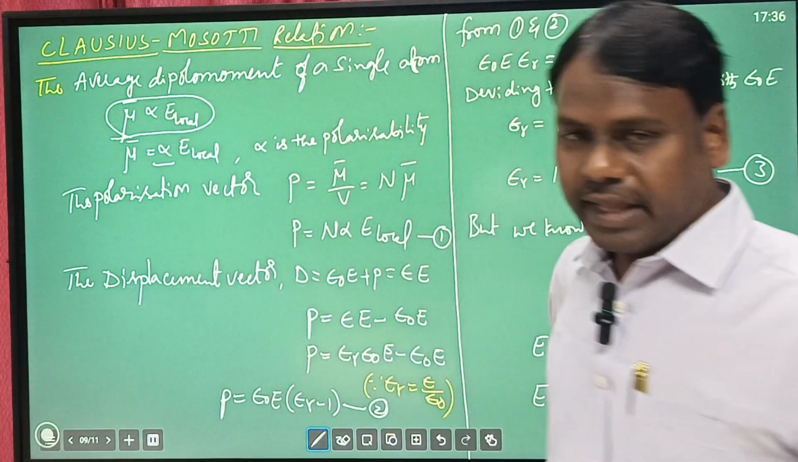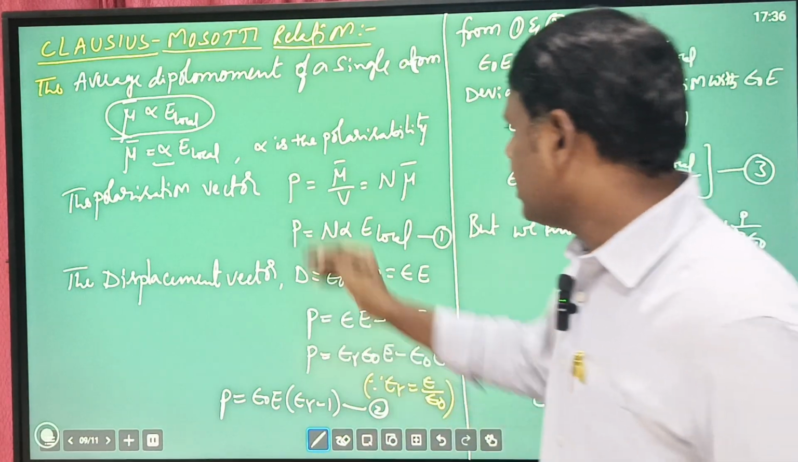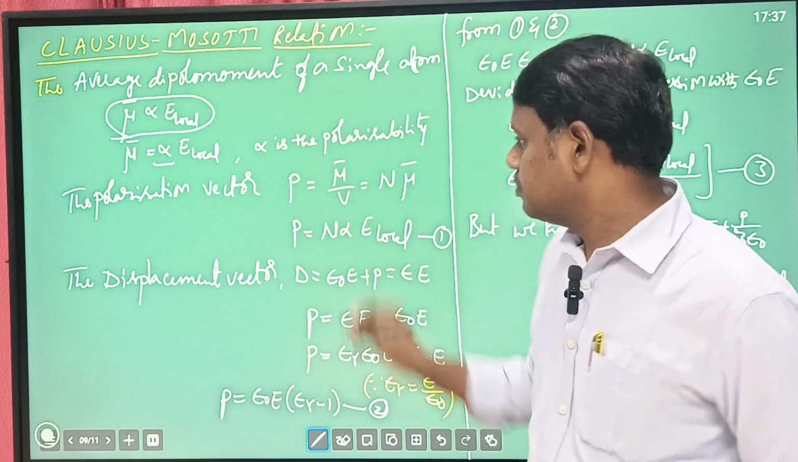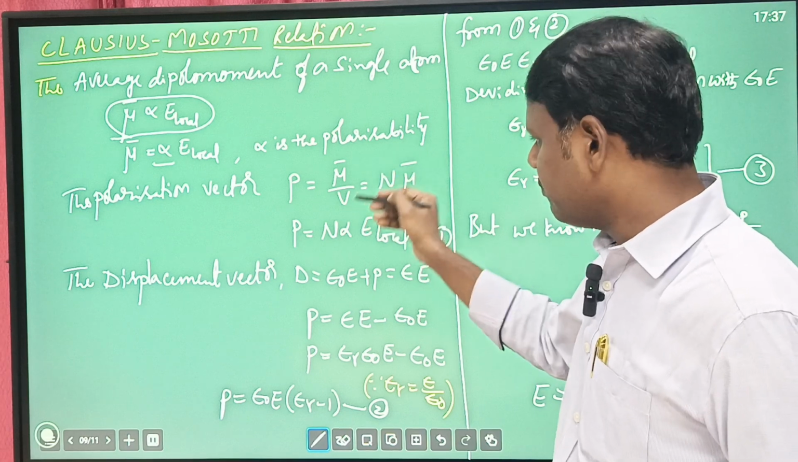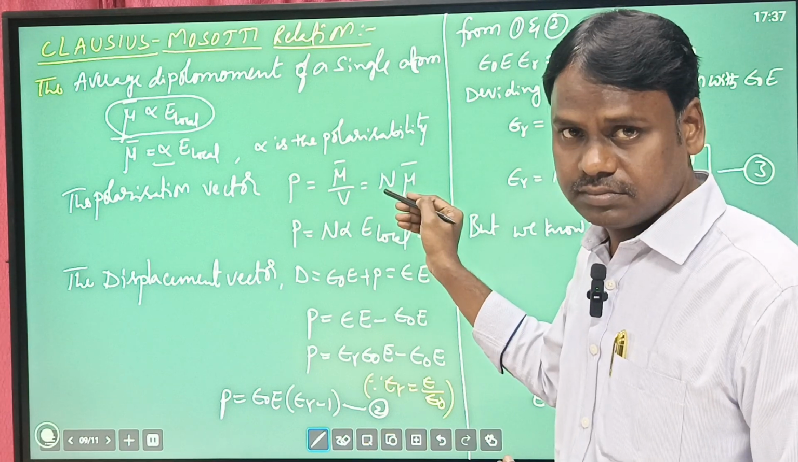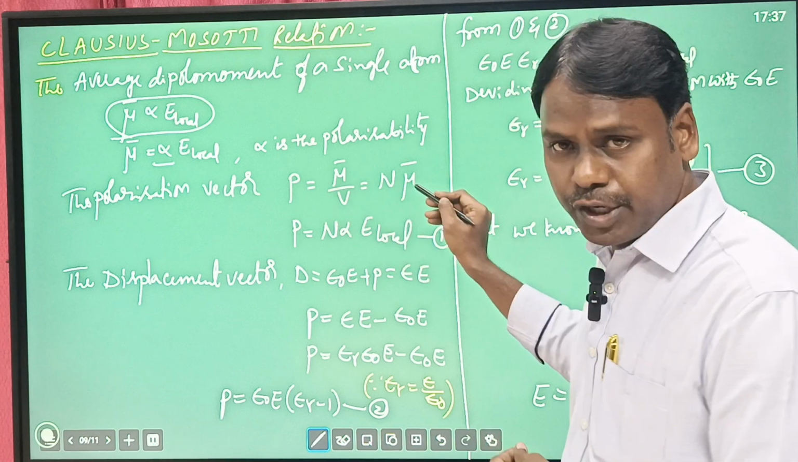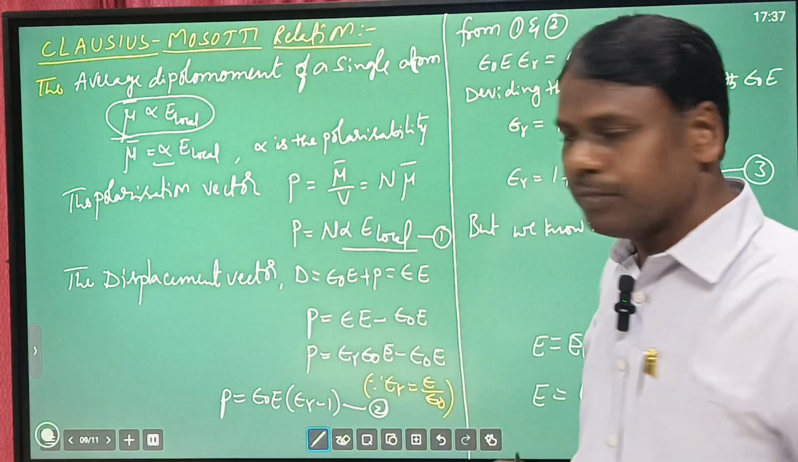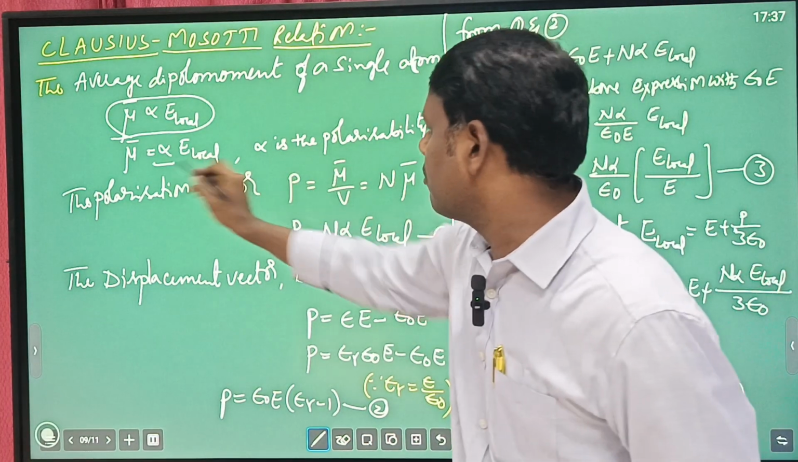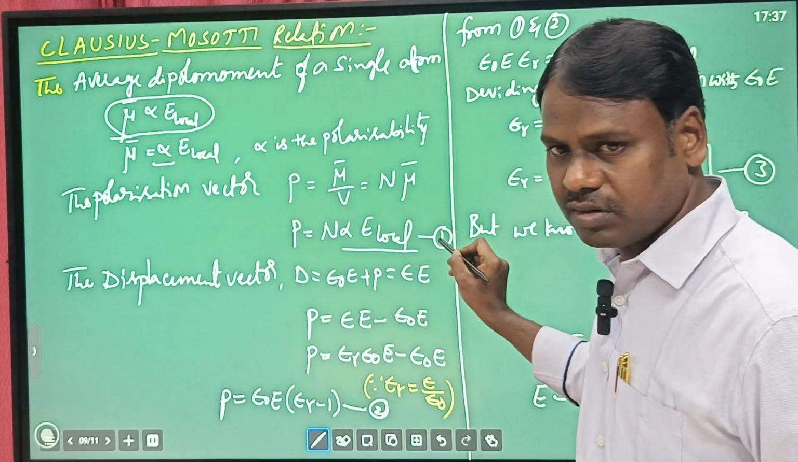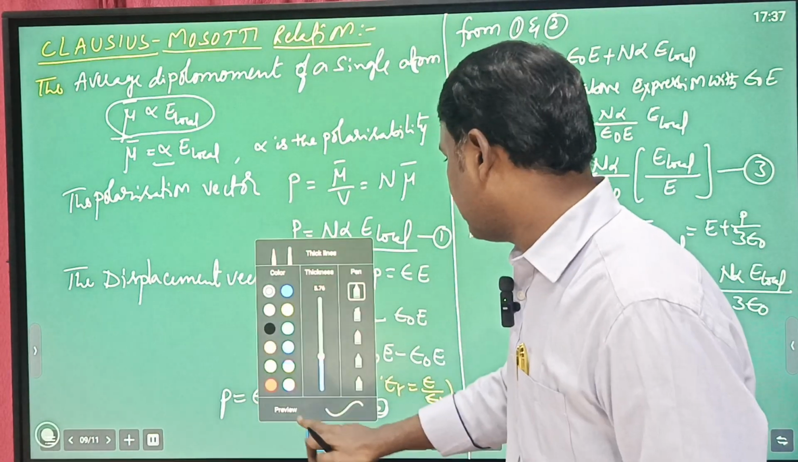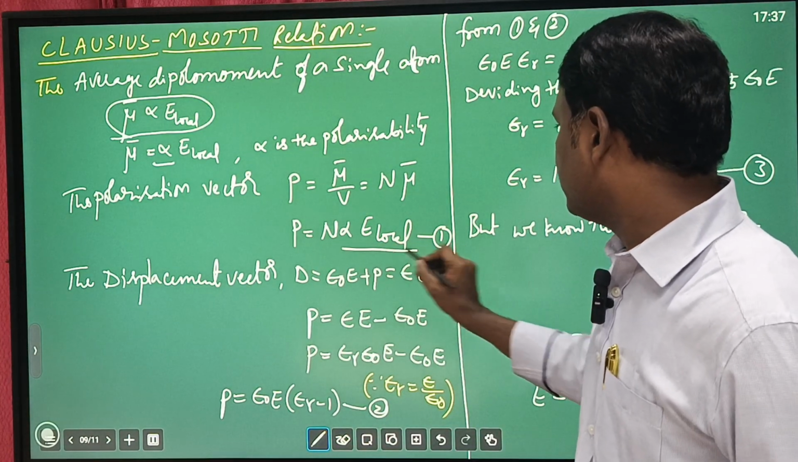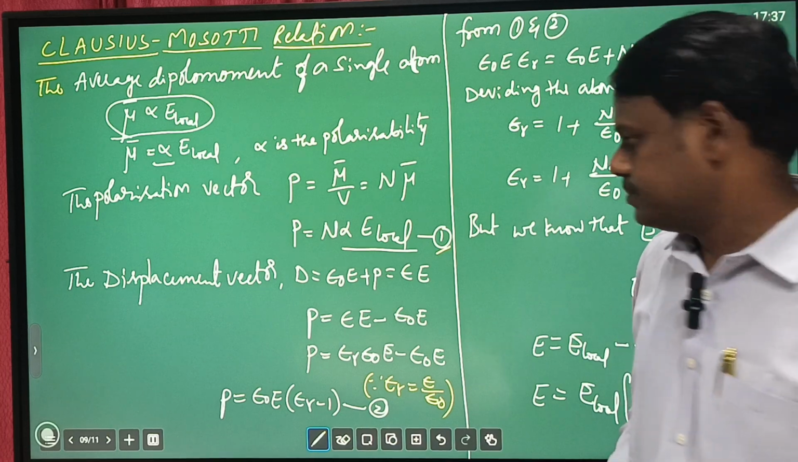Now let me take the polarization vector. The polarization vector P is equal to average dipole moment per unit volume, mu bar by V, that is 1 by V, that should equal N. So P is equal to N into mu bar. We know the value of mu bar: mu bar is nothing but alpha E local. So the polarization vector finally can be written as P is equal to N alpha E local. Let it be equation number 1.